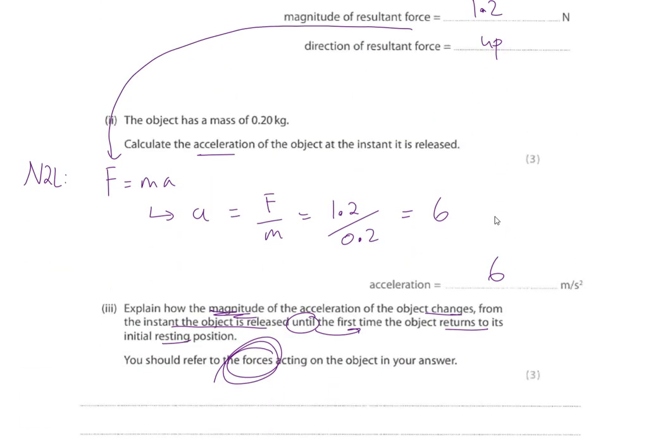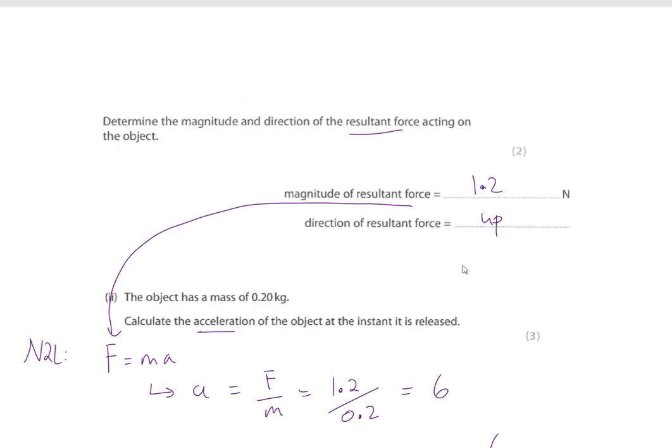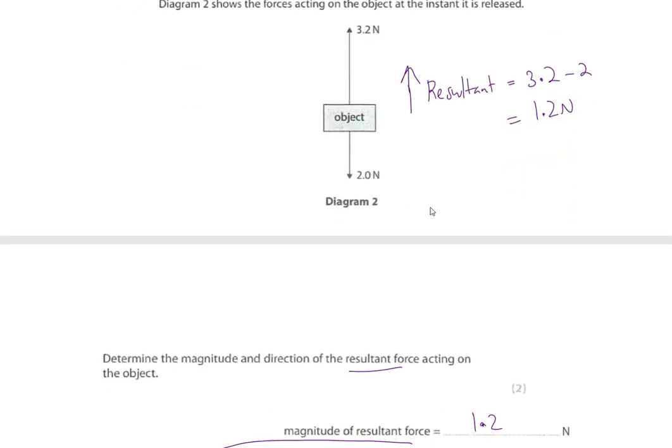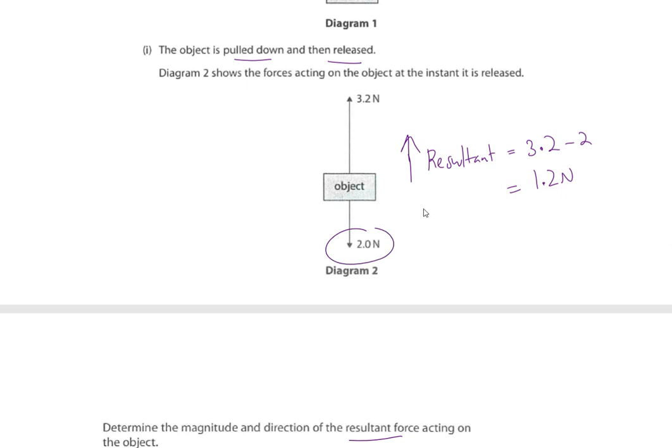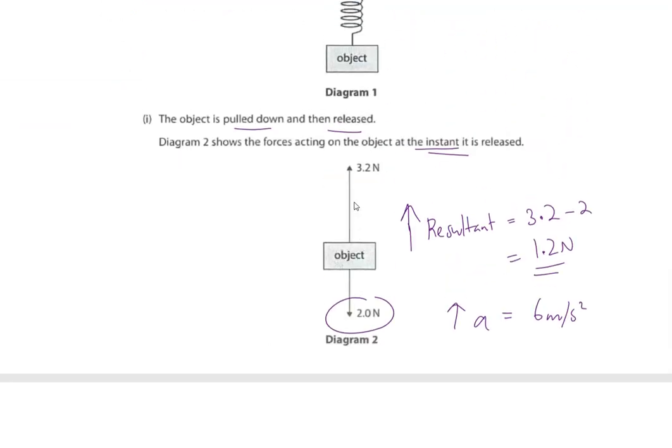Okay, so what we've done, let's take a look. The object's pulled down, so as the object is pulled down, we have this force. Now when it's released, the instant it's released, there's a resultant force pointing upward. So this is the resultant force. Now we've calculated the acceleration, which is 6. So the acceleration by which it goes up is going to be 6 meters per second squared.